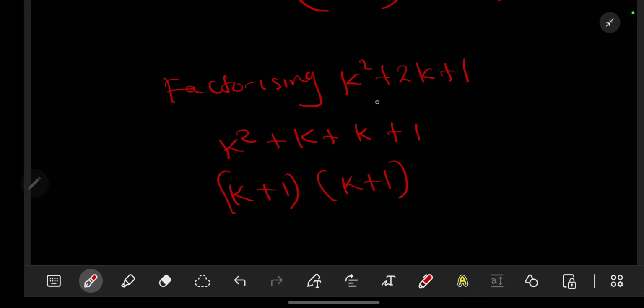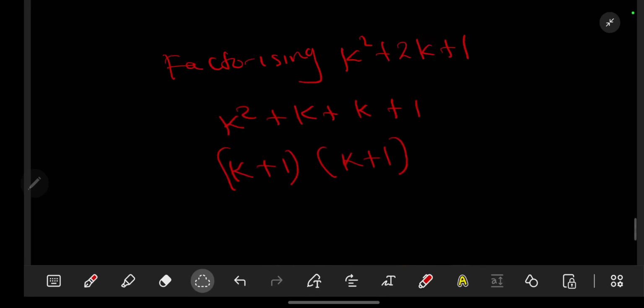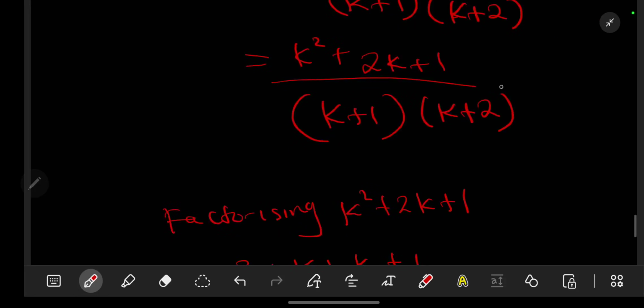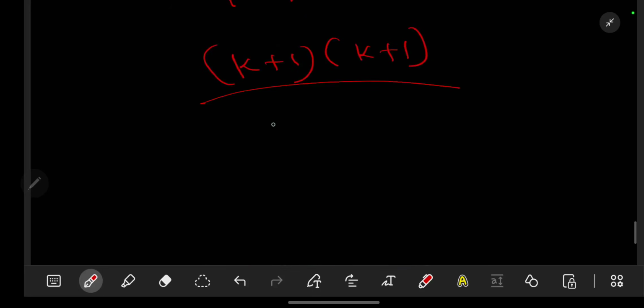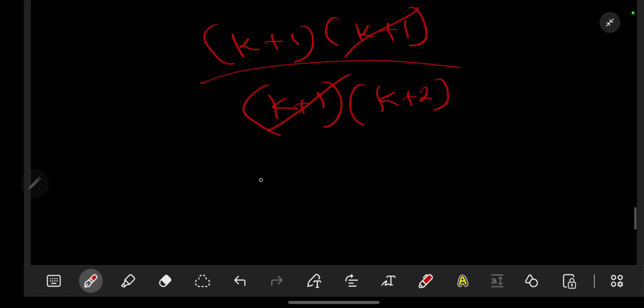So I've just factorized it very fast. You know how to factorize by now. So after that, we are going to replace it here. So this is going to give us k plus 1, open brackets, k plus 1, like that. Then what do we have here? We have our over k plus 1, then times our k plus 2. So this and this cancel. So we are going to have our k plus 1 over our k plus 2. So this is what it is giving us.